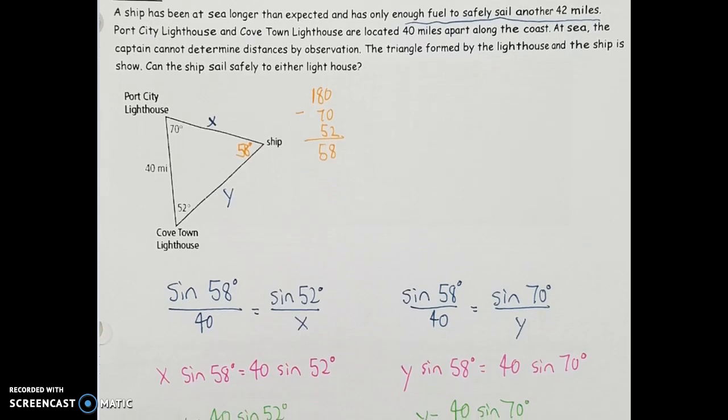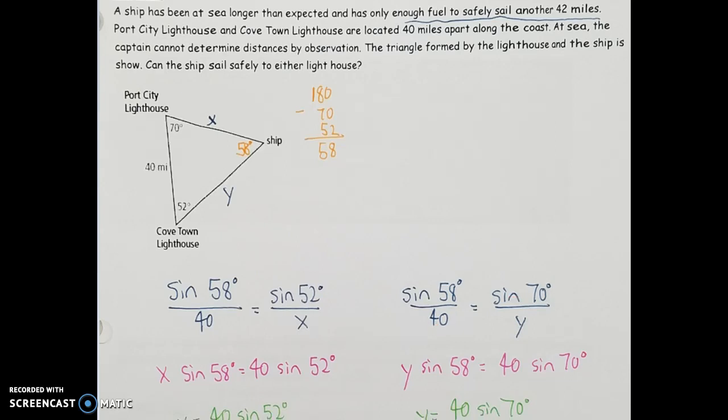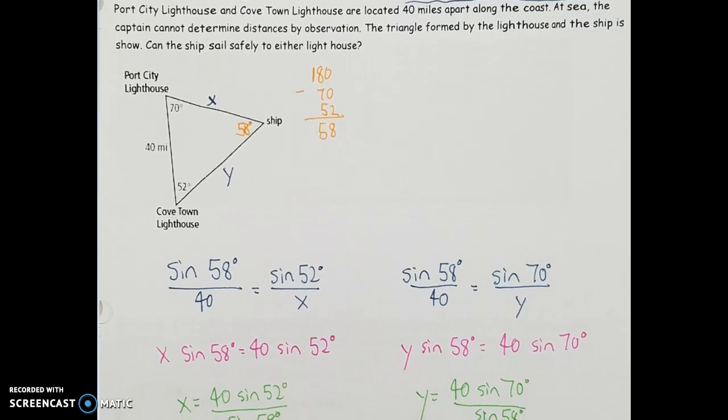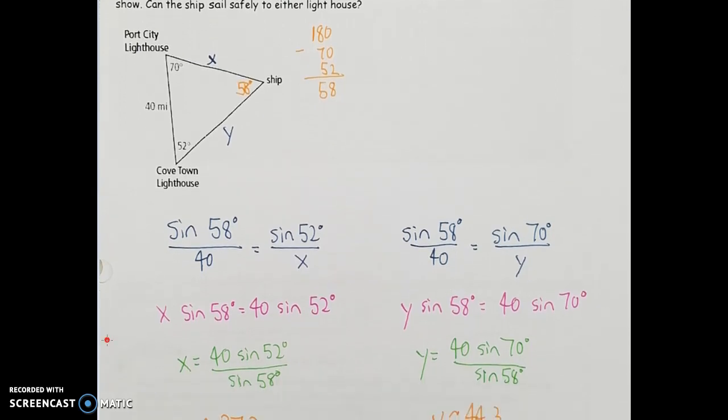So first step, again, if I want to cross multiply, that'll give me X sine 58 equals 40 sine 52, or in this equation, same thing. Y sine 58 equals 40 sine 70, taking that cross multiplication step. And then similar step on both of these again. If I want to isolate my variable, that means I have to divide by that sine expression. So divide both sides by sine 58 to isolate X. Also same thing in our other equation. If I divide both sides by the sine of 58, I'll have Y isolated.